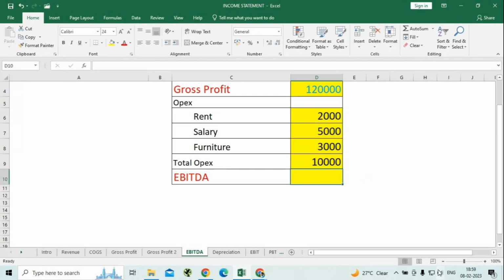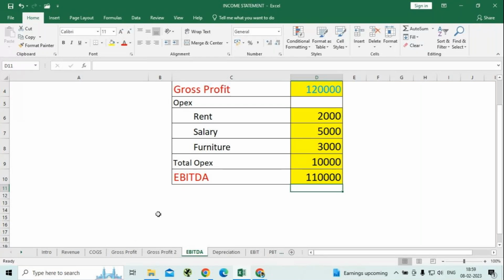Now on this, if I calculate EBITDA, it will be calculated as the gross profit minus the total operational expenses. So now the EBITDA value is going to be 1,10,000.